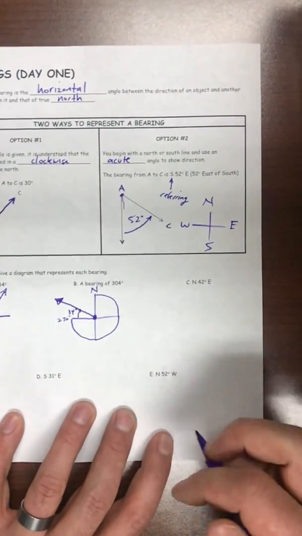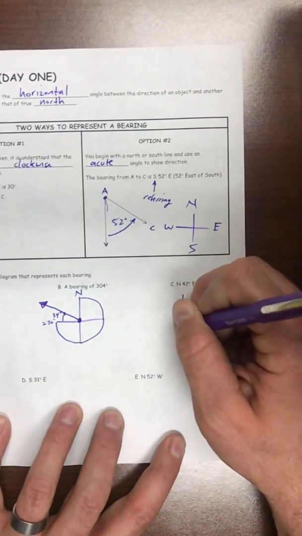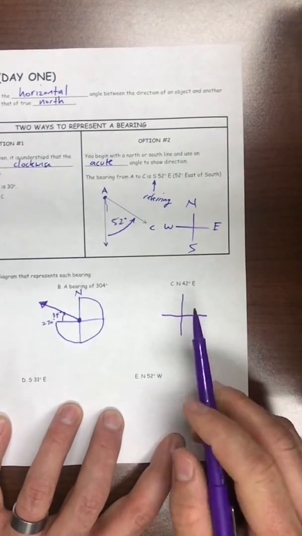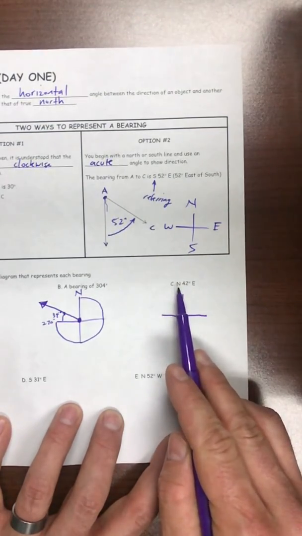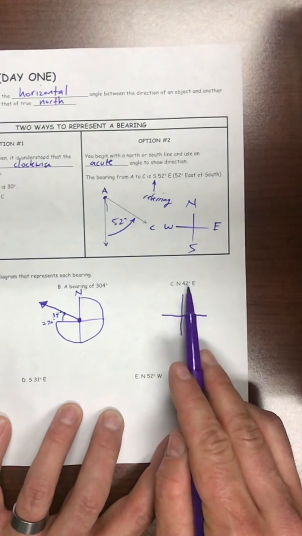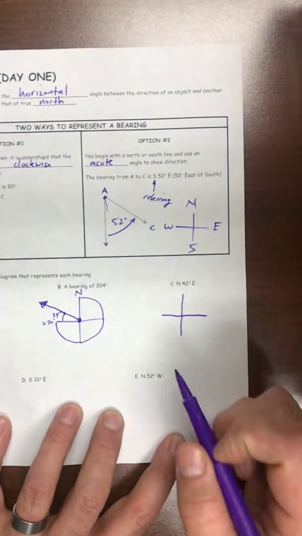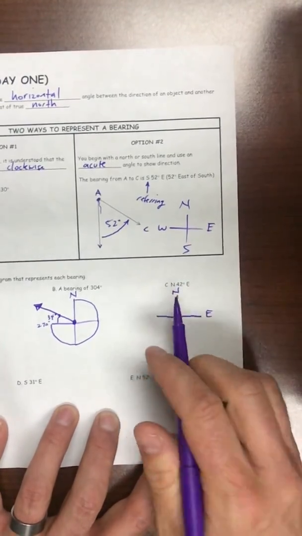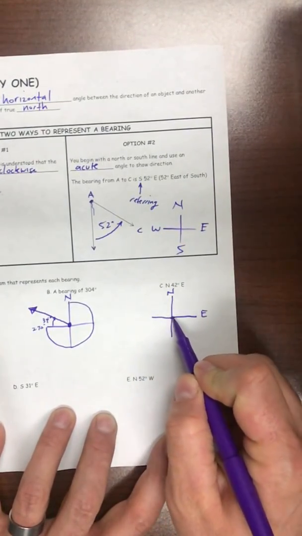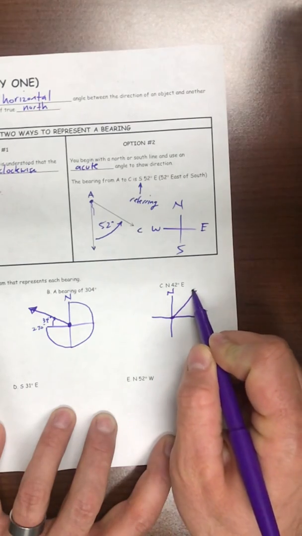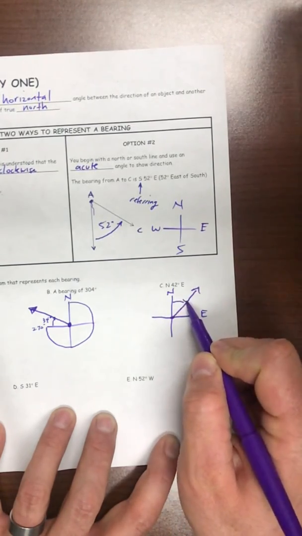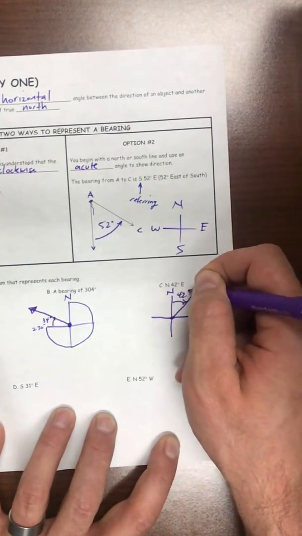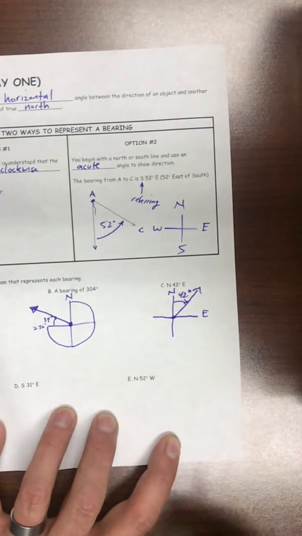C, north 42 degrees east. Remember that that is where you start, the direction you start, and you rotate by this amount in that direction. So here's east, here's north, north 42 degrees east, 42 degrees east.